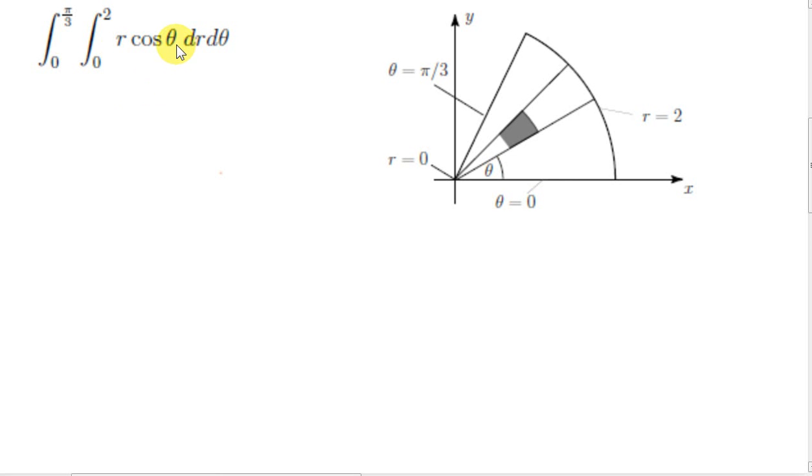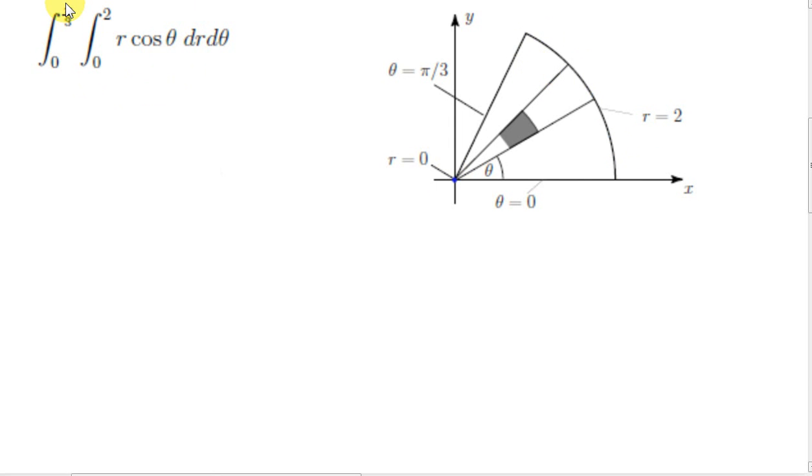First we will consider the region over which we are evaluating this double integral. So let's look at the limits of this inner integral. This is an integral with respect to r, so the limits are from r equals 0 to r equals 2. When r is 0 we just have the origin. Points whose r coordinate is 2 are points on a circle of radius 2 centered at the origin. So all these points have r coordinate of 2.